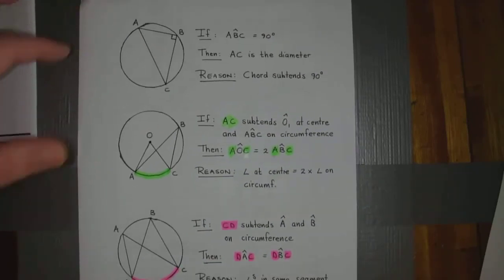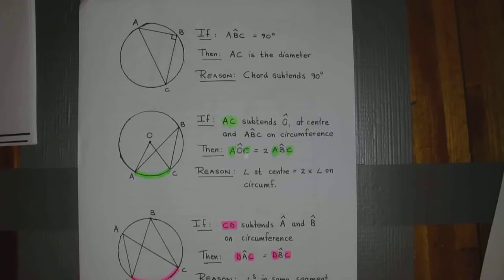Next one is the converse of that theorem. I don't know if you were aware of the fact that you do have a converse. A line that subtends a 90-degree angle on the circumference of a circle will have to be the diameter of that circle. So the moment I have a 90-degree angle anywhere on the circumference of the circle, the line that subtends it is going to be the diameter.